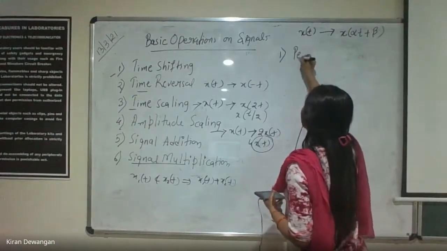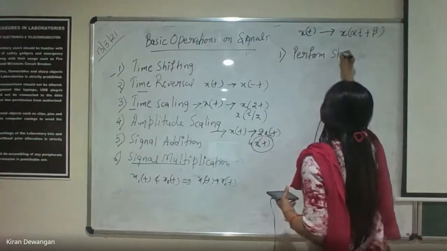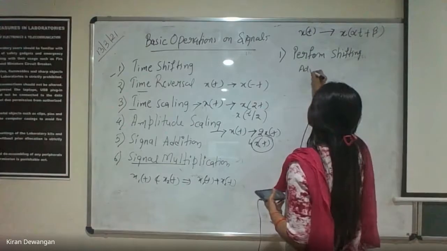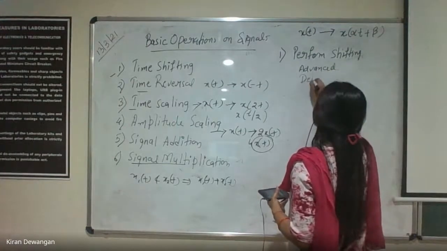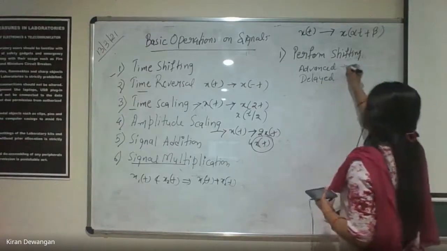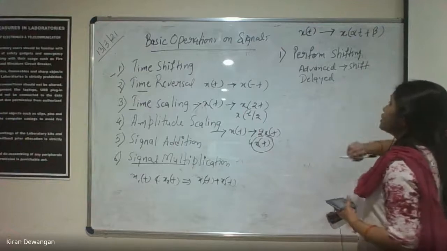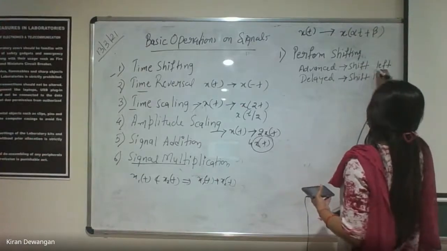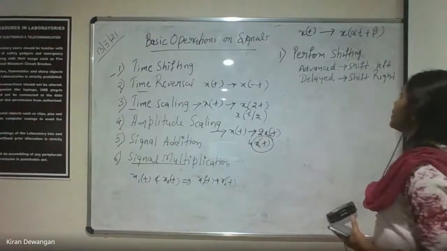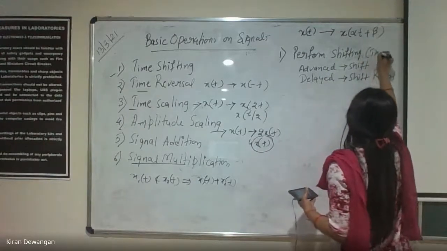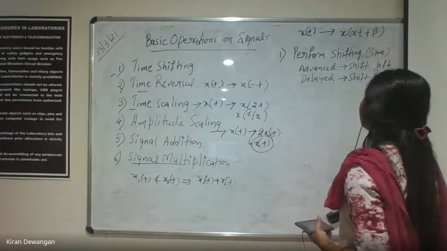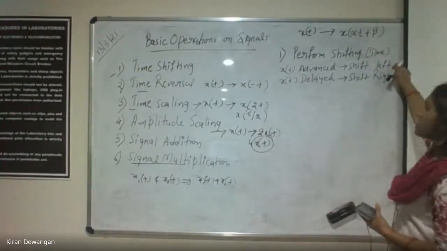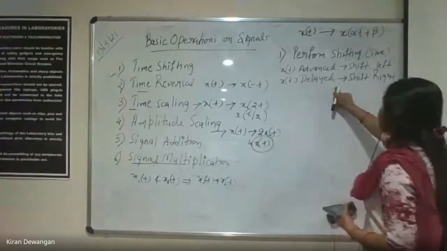First we'll perform shifting. That is, the signal will be either advanced or delayed. Advanced means shift left, or delayed means shift right. So this is the first step, that is performing time shifting. Either the x of t gets advanced, meaning it shifts left, or x of t gets delayed, meaning it shifts right.